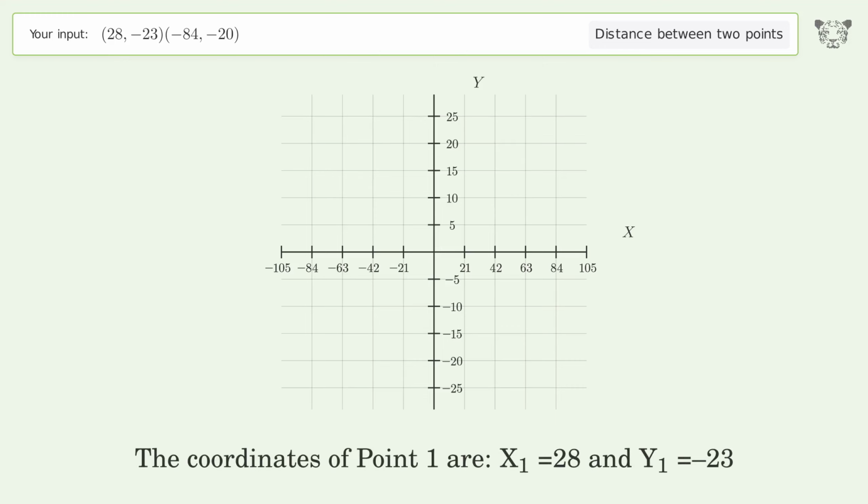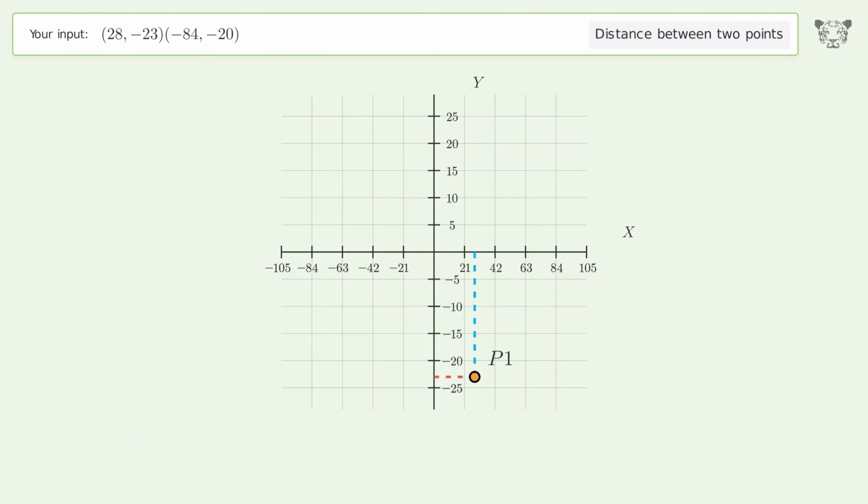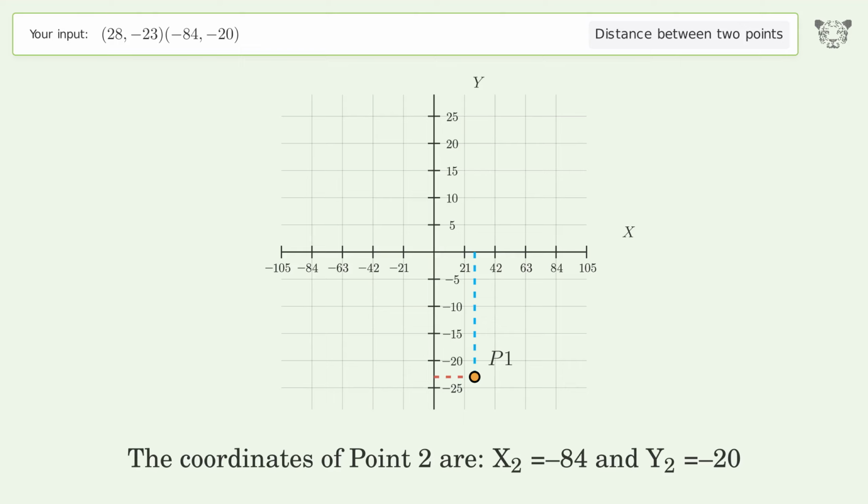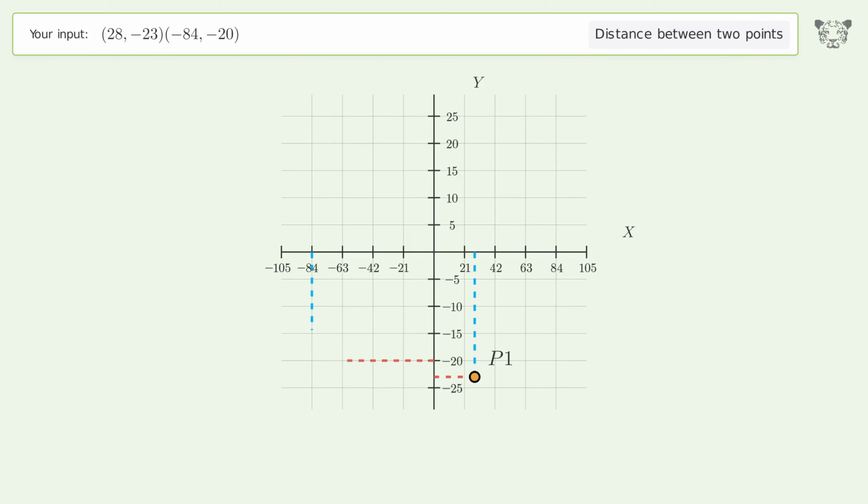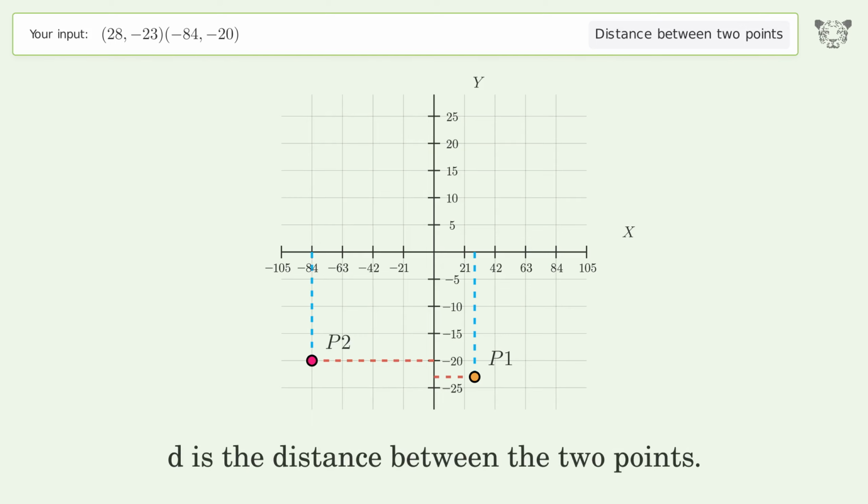The coordinates of point 1 are x1 equals 28 and y1 equals negative 23. The coordinates of point 2 are x2 equals negative 84 and y2 equals negative 20. D is the distance between the 2 points.